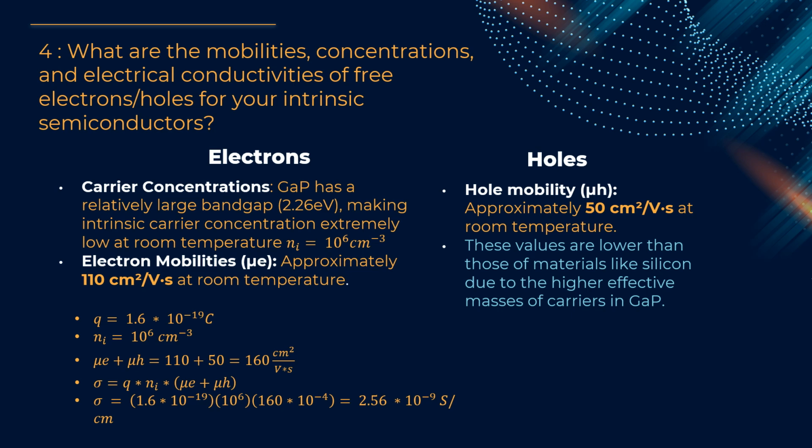q is the elementary charge of 1.6 times 10 to the negative 19 coulombs. Using these values, the electrical conductivity sigma is calculated as the elementary charge times the carrier concentration times the mobility of electrons plus the mobility of holes, giving us 2.56 times 10 to the negative 9 siemens per centimeter. This makes the overall conductivity of gallium phosphide much lower than materials like silicon. In summary, the lower concentration and mobility in gallium phosphide contribute to its poor conductivity as an intrinsic semiconductor.